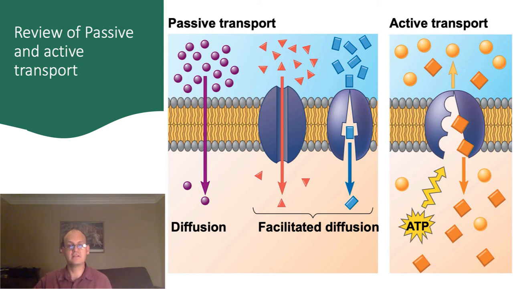If material needs to be transported against its concentration gradient, that is, from a region of low concentration to high concentration, active transport is required. Active transport always requires the input of energy, and sometimes this energy is used directly, and other times it's used indirectly, as in the case of cotransport.